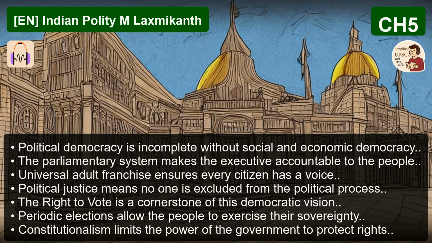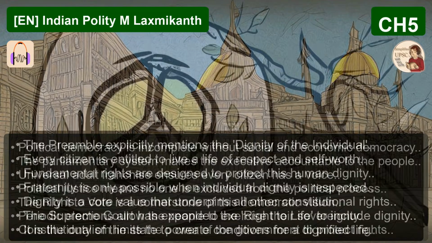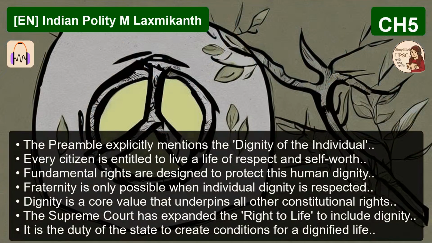When tackling a mains question on the effective implementation of a complex social scheme, say the National Food Security Act, why is the preamble the highest authority to reference? Because the NFSA is not just an administrative scheme, it is a manifestation of the state attempting to fulfill its obligation under the preamble's commitment to securing social and economic justice. So to critique its effectiveness, you have to establish the constitutional mandate first.